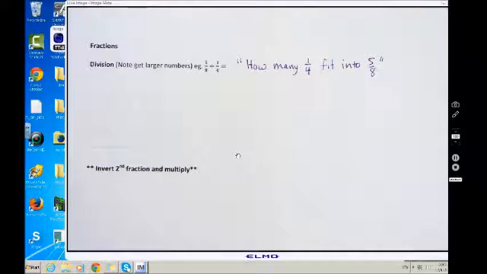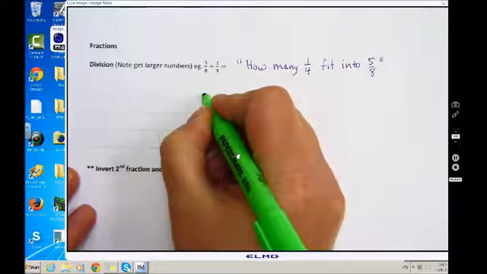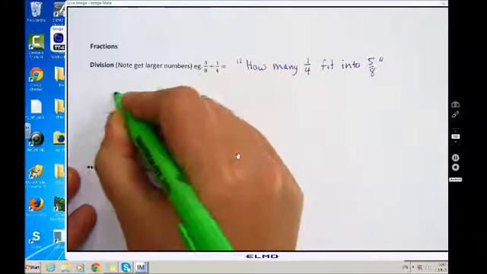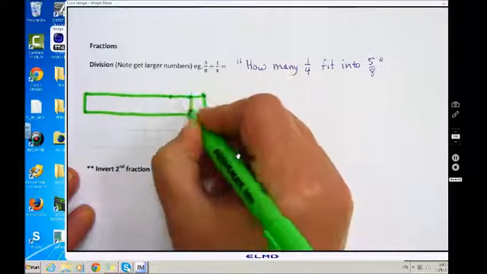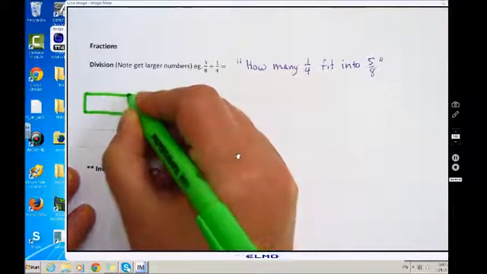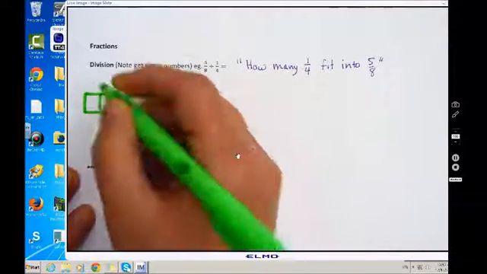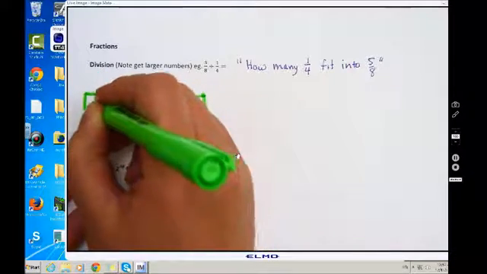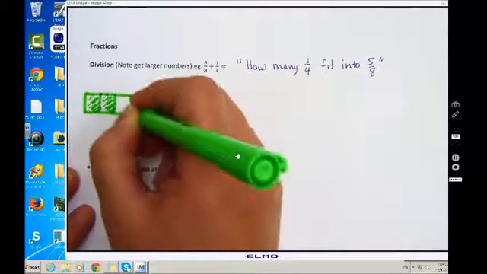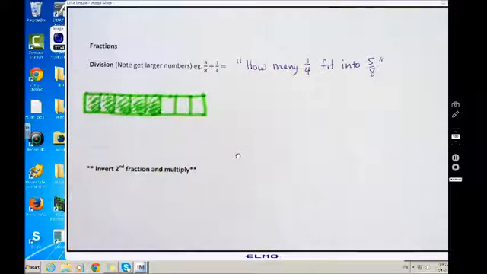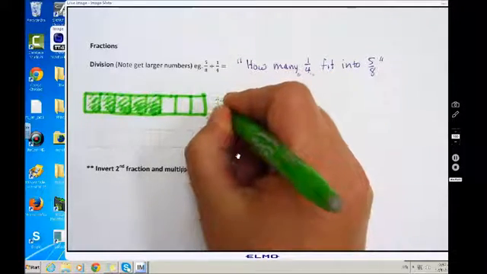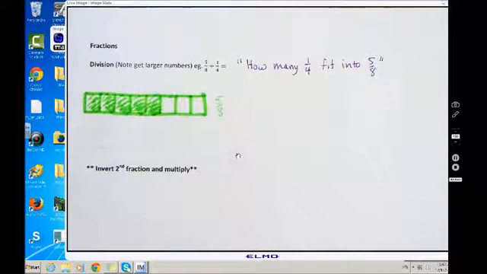So I'm going to just draw what 5/8 looks like. Here's my whole divided up into 8s. And I have 5 of them. 1, 2, 3, 4, 5. So this is 5/8. And then I'm going to draw 1/4.